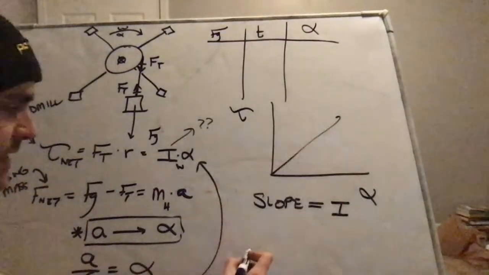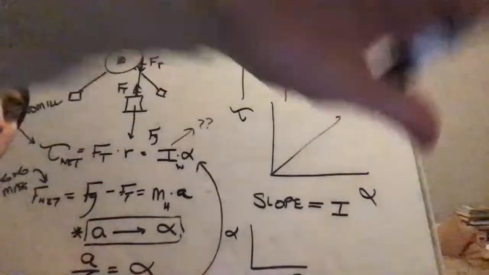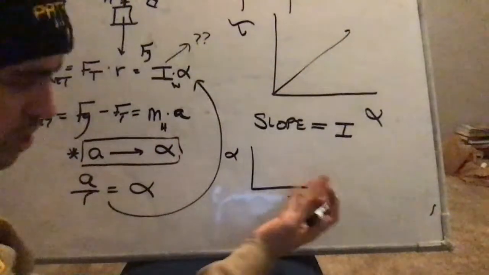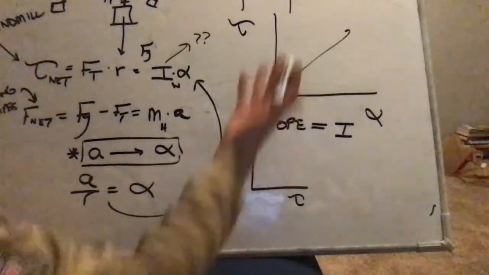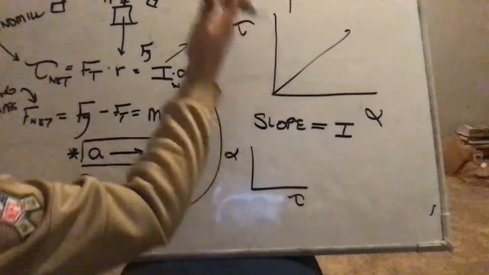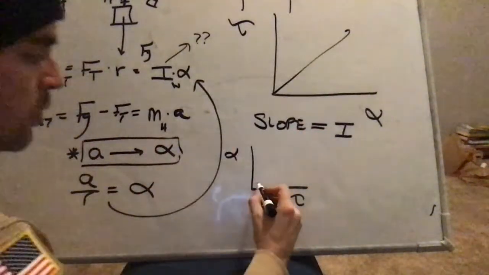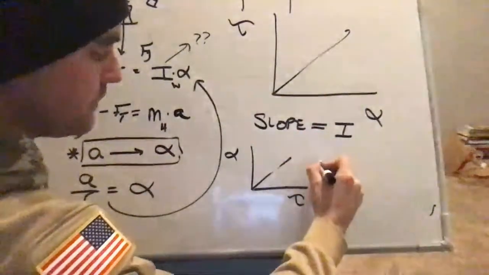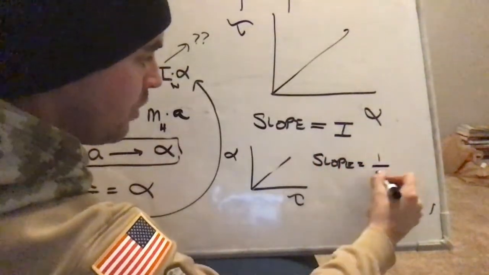In other classes, I know that you graph alpha and torque, because some people are going to say, well, Mr. Gustin, technically torque was the independent variable. I get that, but this one is easier to read for me because I'm not very smart. So I'm more excited to read torque over alpha because the slope is I. If you're reading alpha over torque, you'll still get that linear relationship. But folks, don't get confused. The slope of that graph is 1 over I.